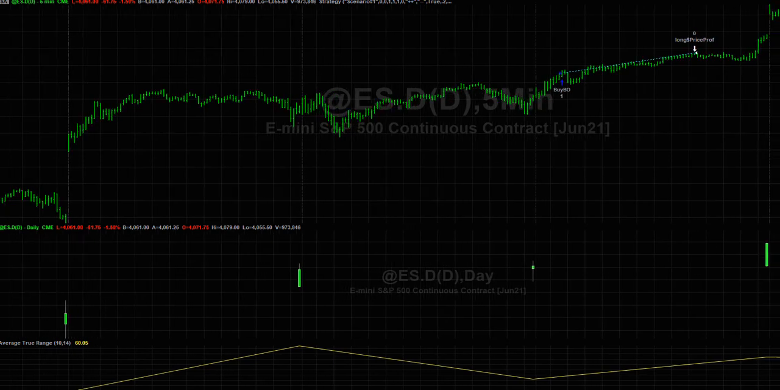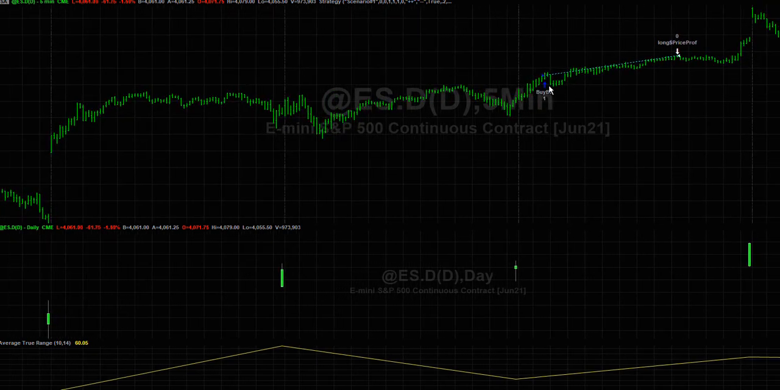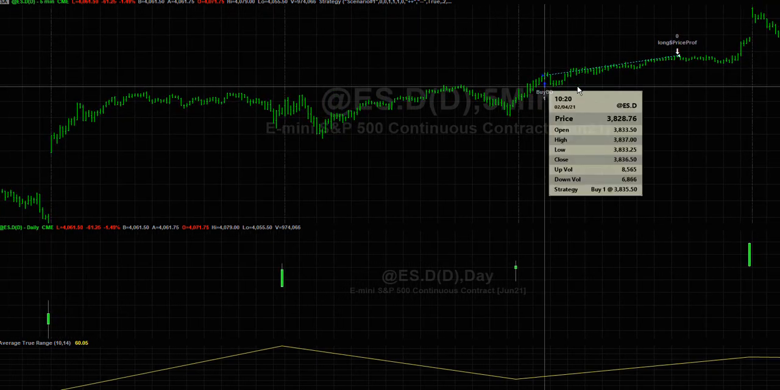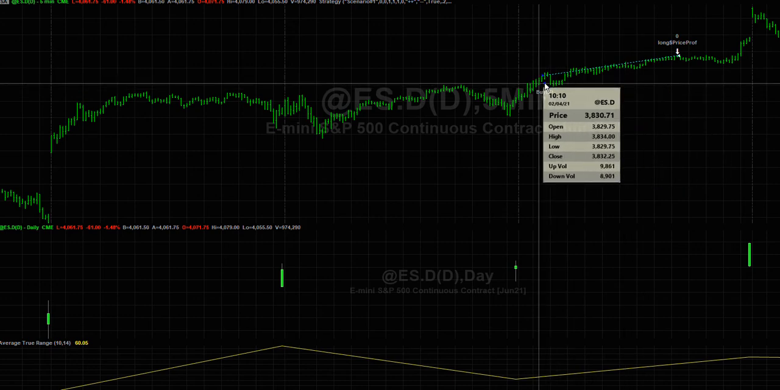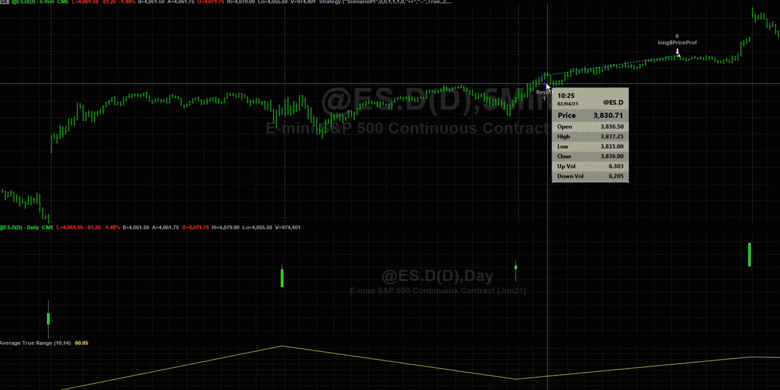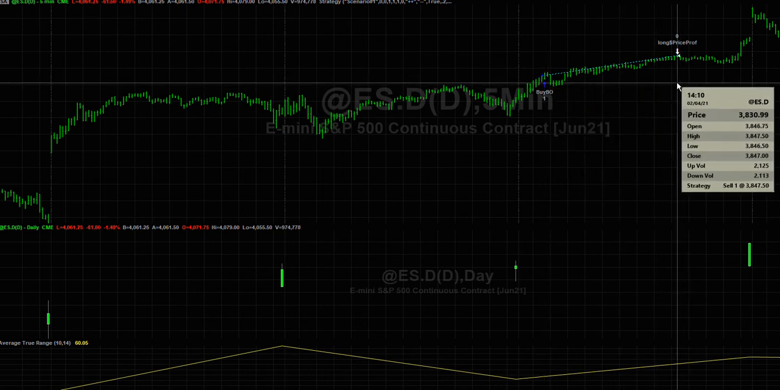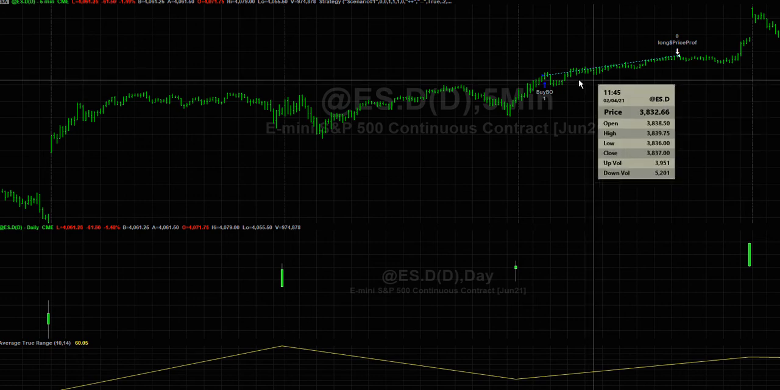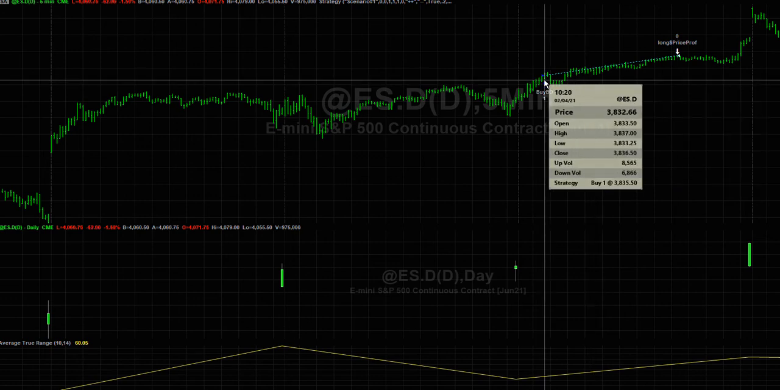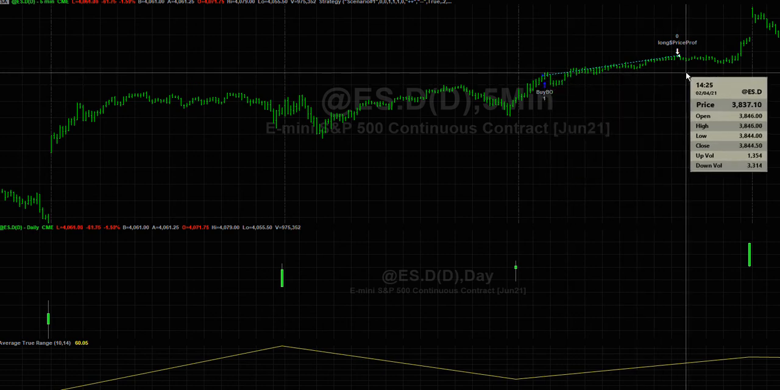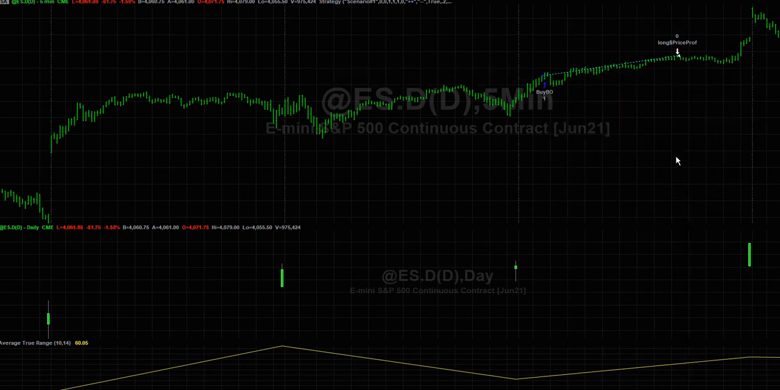This looks like $600. Let's see. Entry 38.35.50, and we got out at 38.47.50. So what is that? Yeah, 12 handles times 50 is $600. So the $600 profit objective worked.